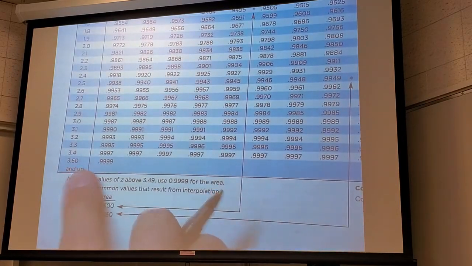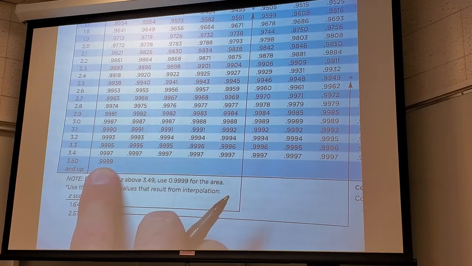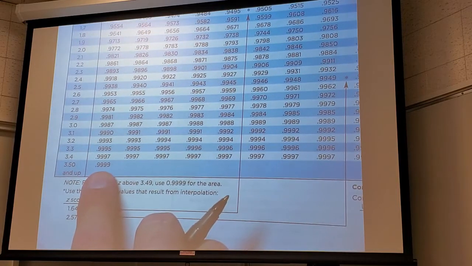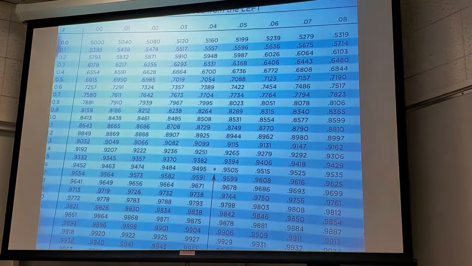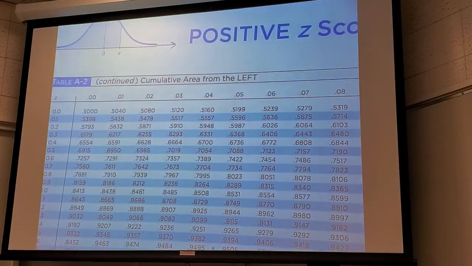See how it says 3.5 and up is this? Do you guys believe that? No. Because it's moving up still. It's not collecting a lot, but it is collecting something. So by the time I'm up at 4.62, it's going to be more like 0.9999992 or something, right?